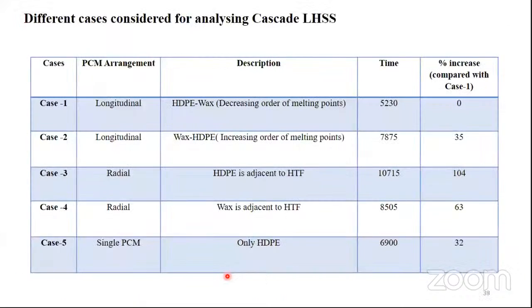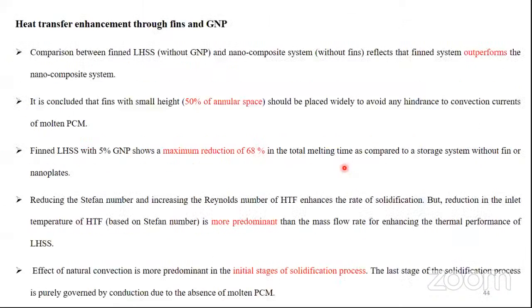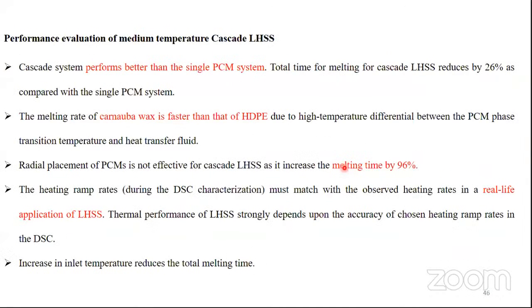let me go to that slide. So you can see that when we were having this radial type of arrangement where high density polyethylene is adjacent to the heat transfer fluid, then it increases the melting time by 104% in comparison to that of axial type of system. So that is something which increases the melting time by 96%.